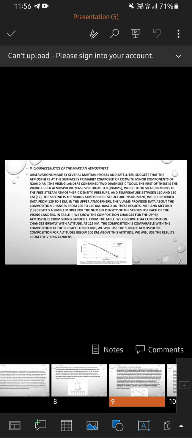Second, characteristics of the Martian atmosphere. Observations made by several Martian probes and satellites suggest that the atmosphere at the surface is primarily composed of CO2 with a minor composition of N2 and Ar. The Viking lander contained two diagnostic tools.